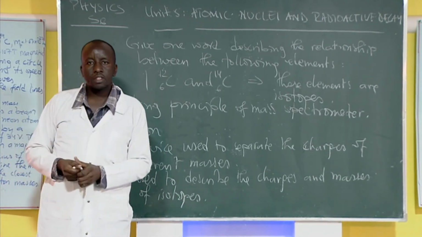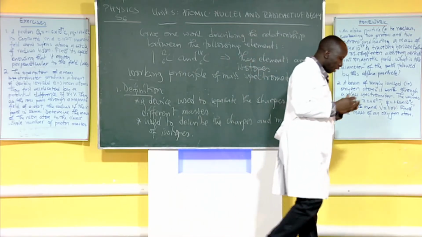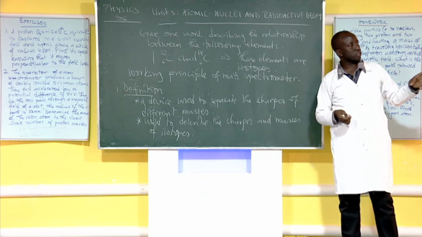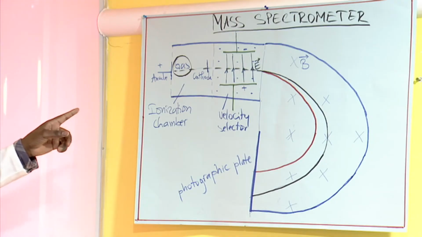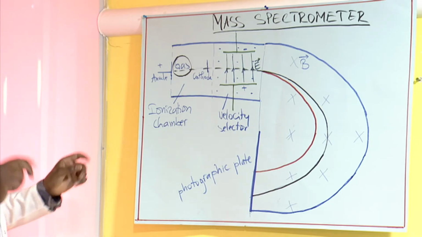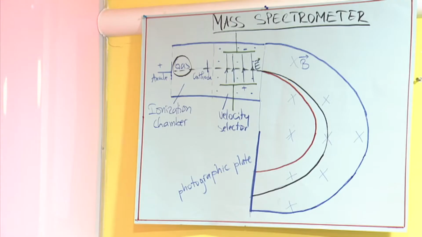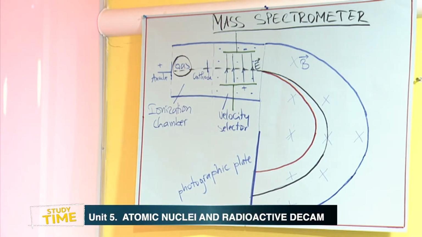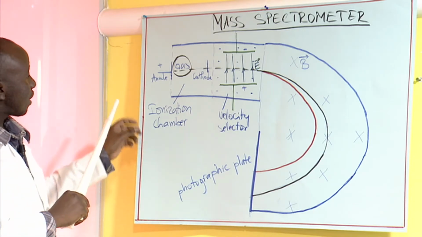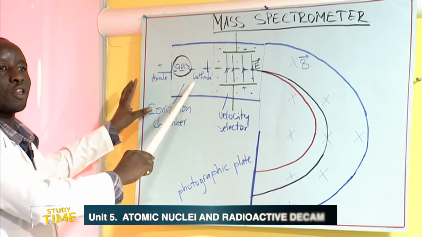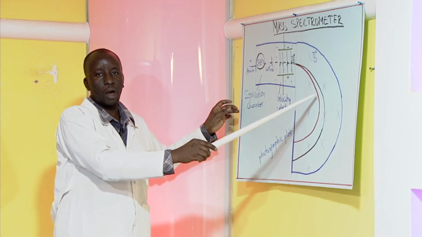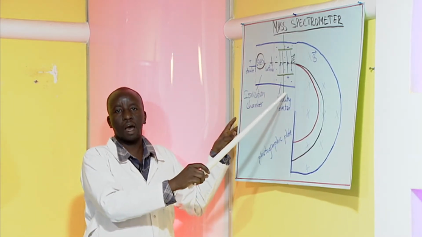Okay, students. Let's now have the explanation of how this mass spectrometer really works. First of all, we have a diagram. The diagram is similar to this one, but I'm going to explain how it is used to separate the two isotopes, or the masses of the isotopes. Here we have an ionization chamber, where we have a gas. Then we have the vacuum chamber, and this also is a velocity selector, right?